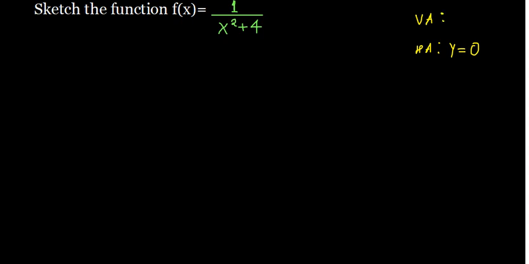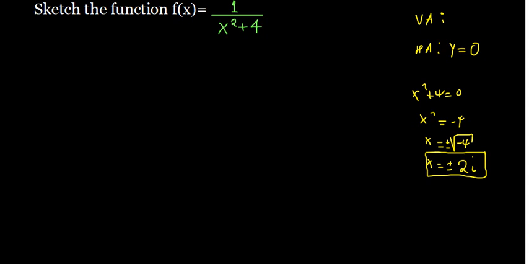Now for this one, how do you find the vertical asymptote? You equate the denominator to 0. If I equate the denominator to 0 here, I'm going to have x squared plus 4 being equal to 0, and that will give us x squared being equal to negative 4. X is going to give us the square root of negative 4, positive or negative of course, and that will give us positive or negative 2i. So this is not a real number, meaning that we don't have any vertical asymptote for this function. So then let's go on and sketch it.